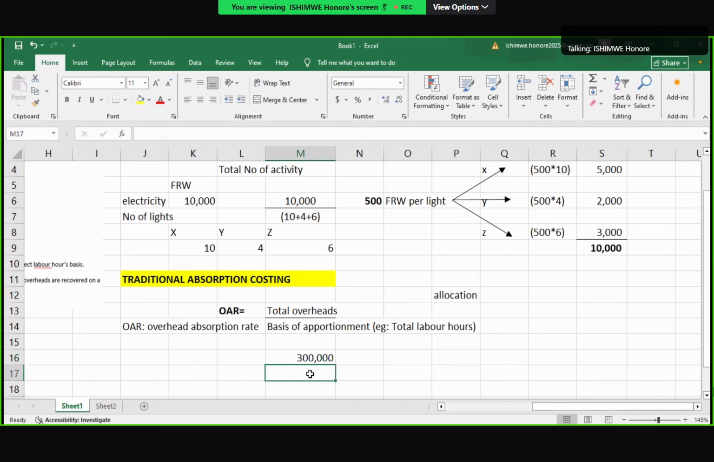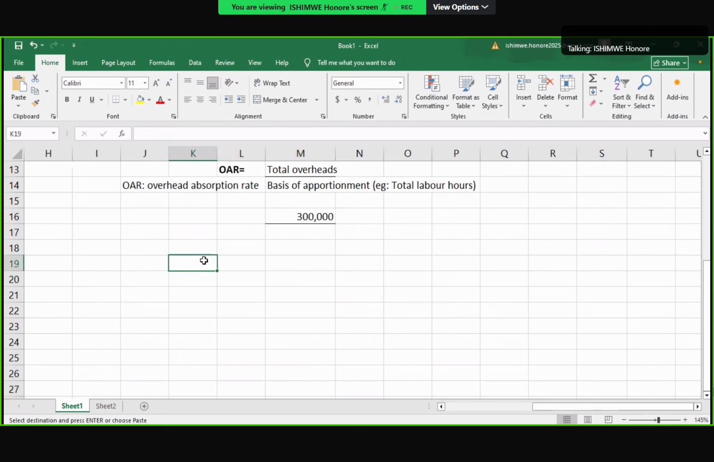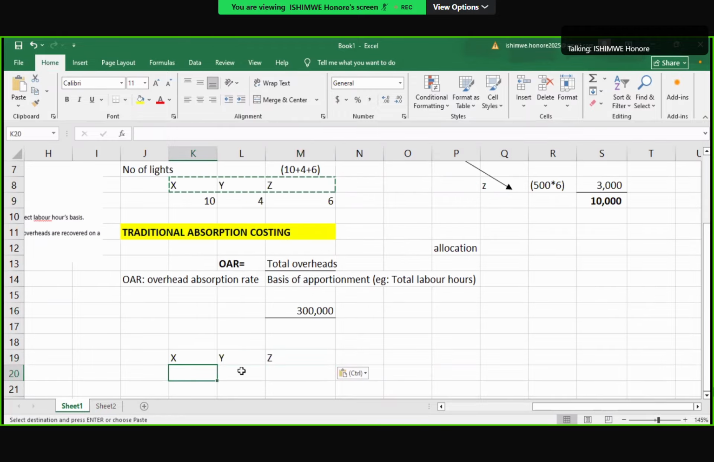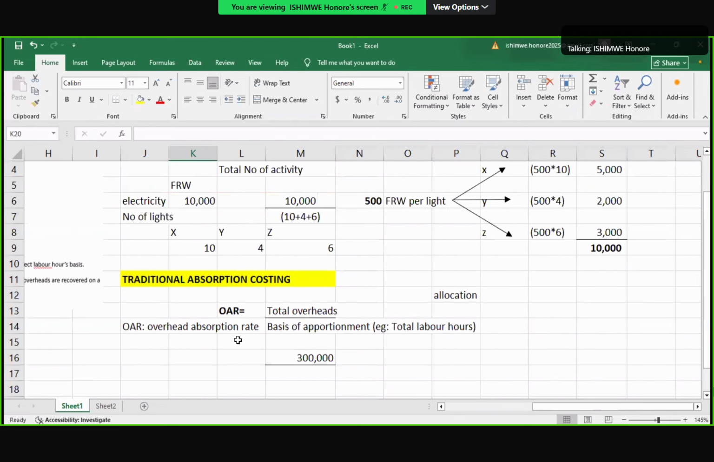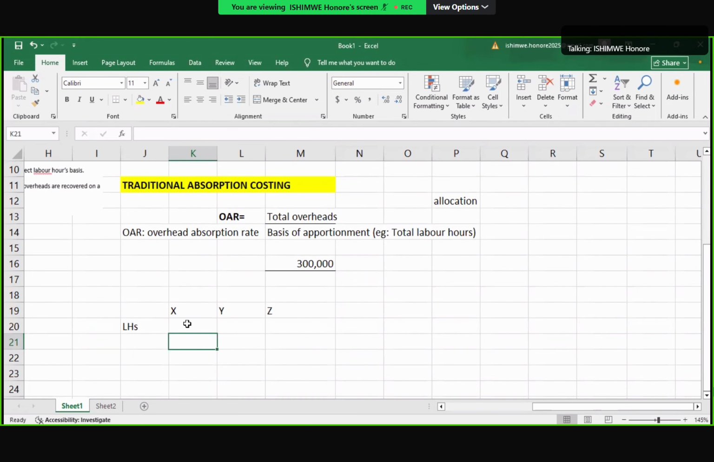Imagine, let's say, the labor hours in a department. Let's still use the same departments: department X, Y, and Z. Let's say the labor hours are an example. Say 20 hours. If this overhead is in a year, this is 20 hours in a year for department X. If it is in a month, this will also be in a month. You have to relate figures that are on the same benchmark.